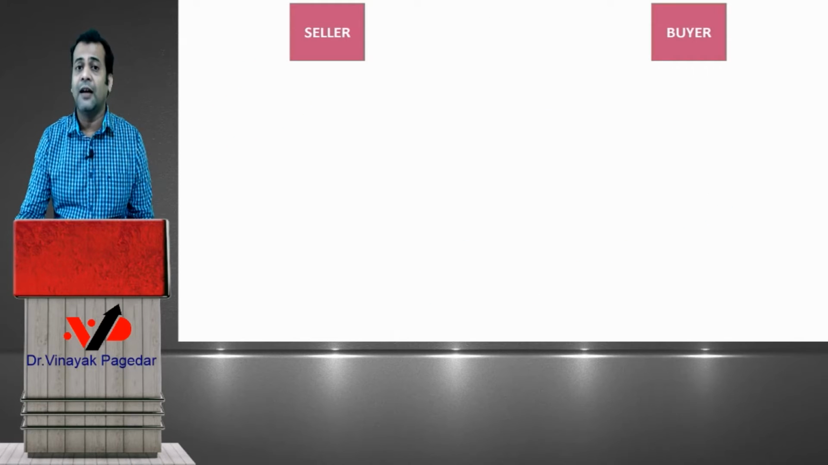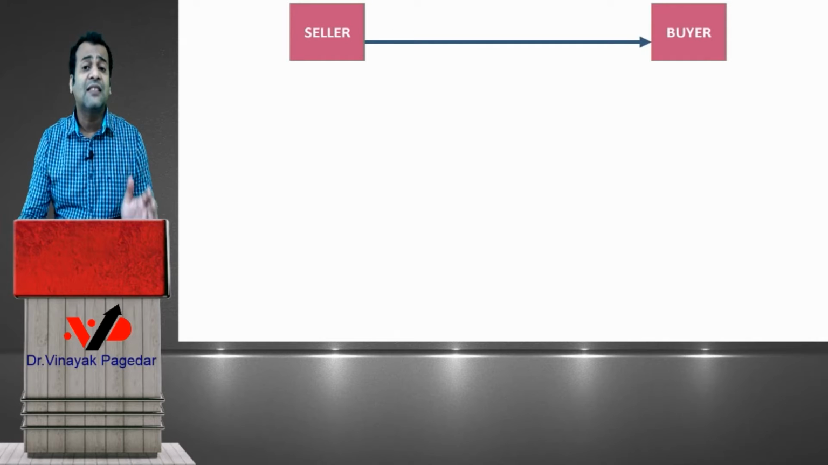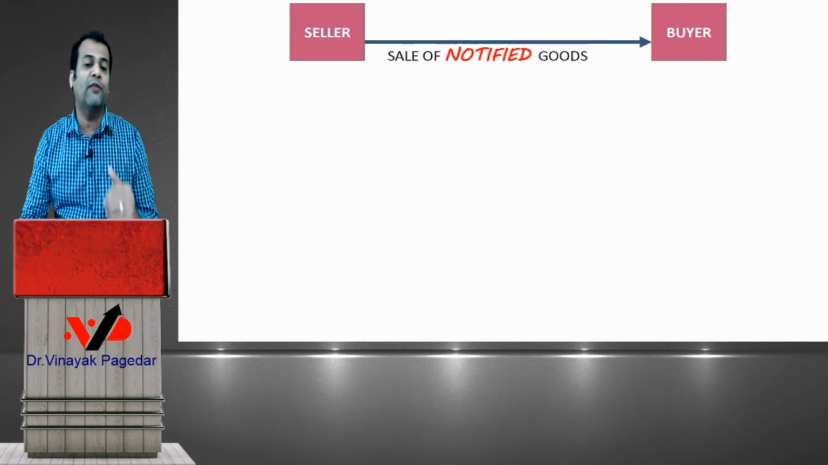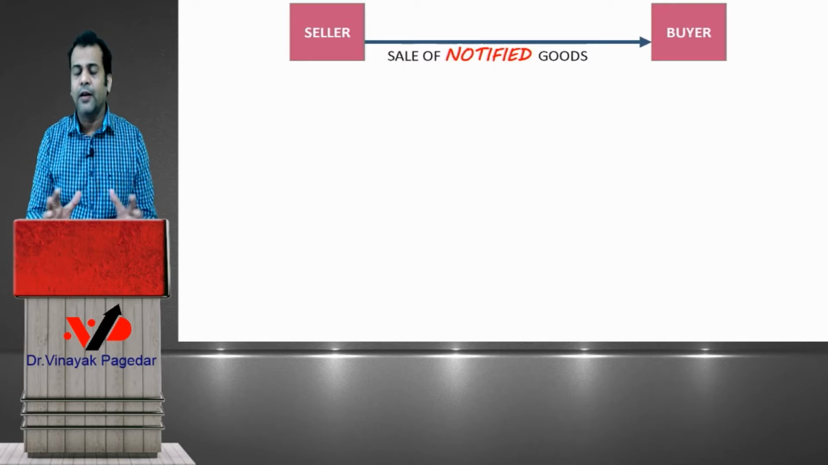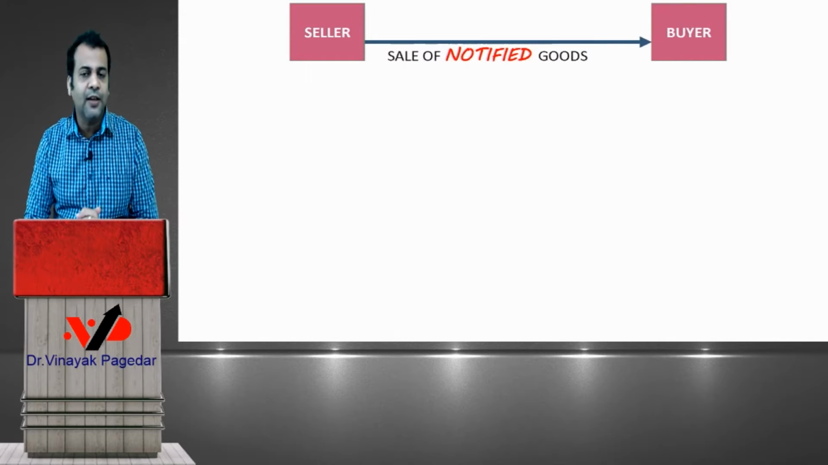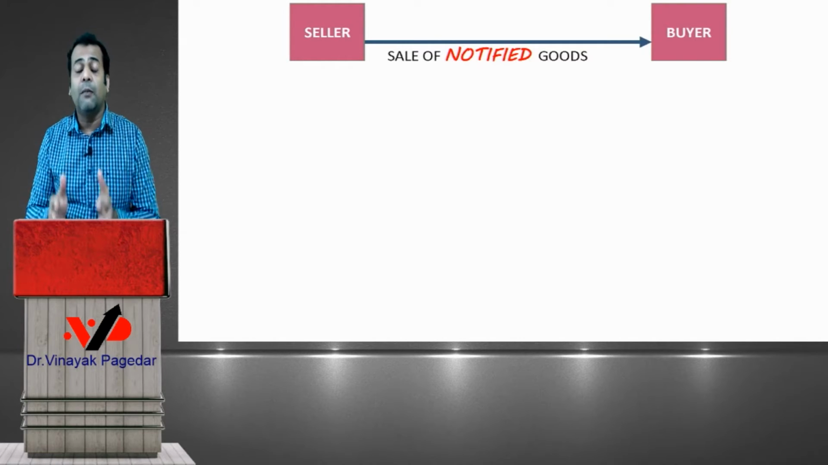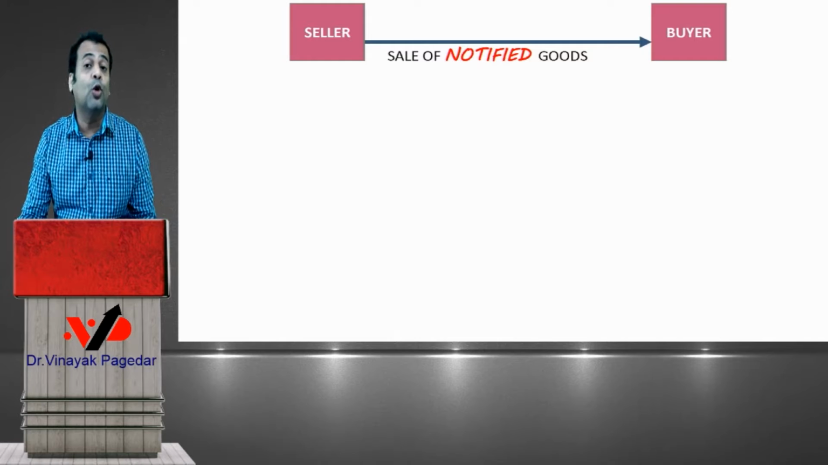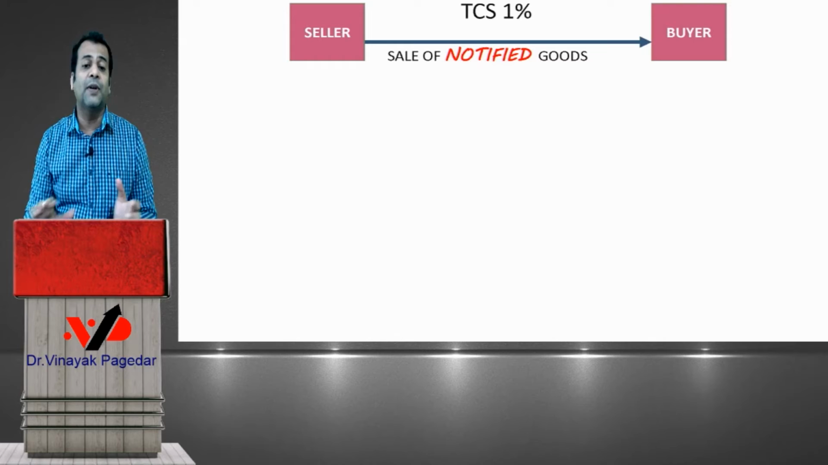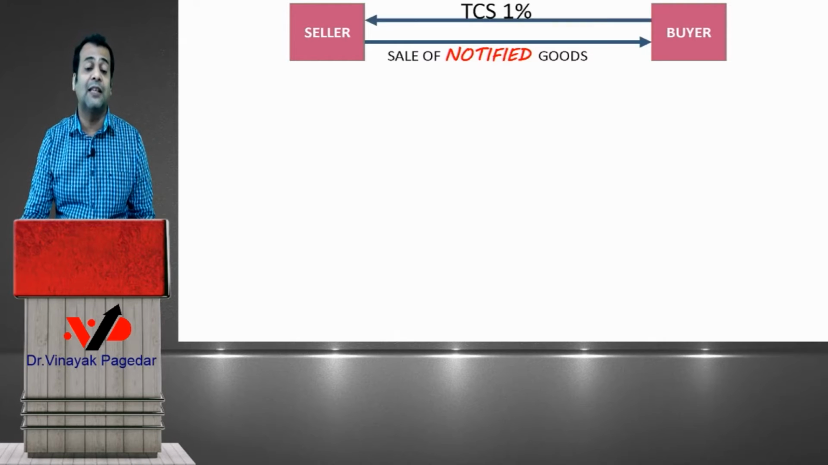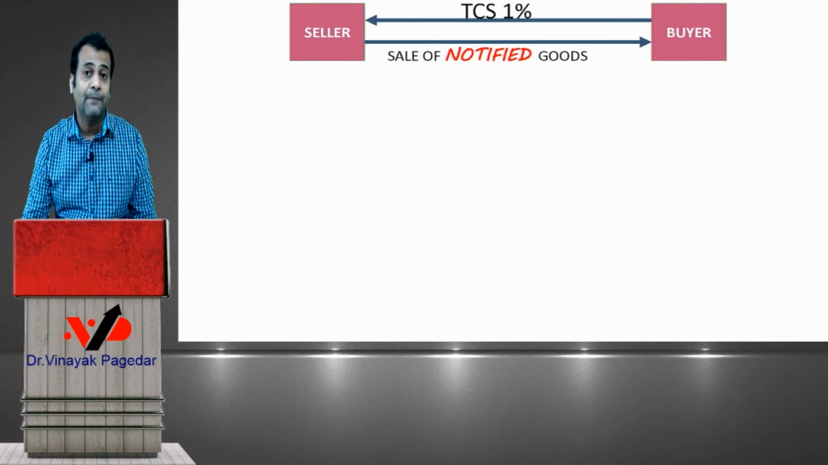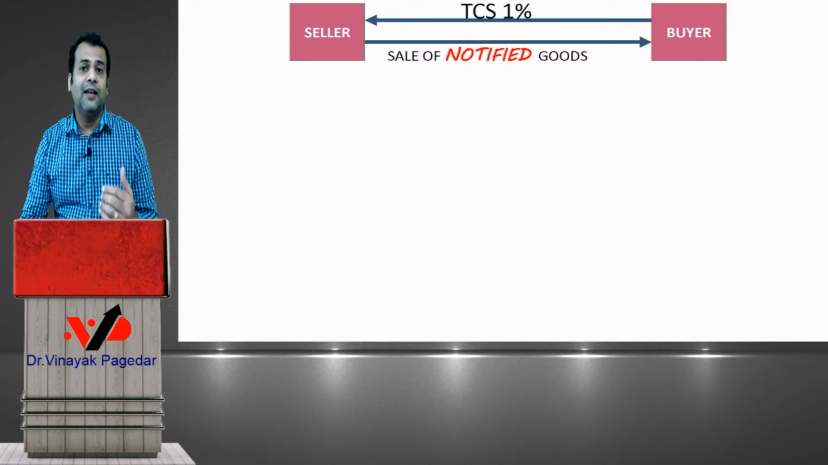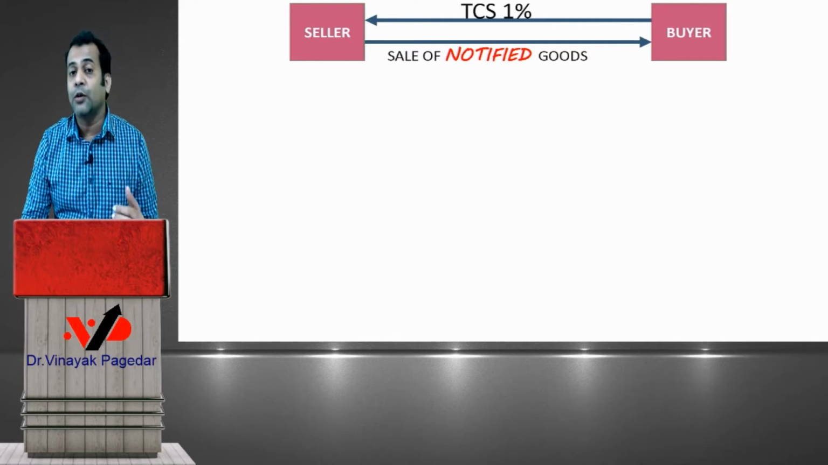So we've got a seller and a buyer, and a sale taking place of notified goods. What are notified goods? Don't worry at all, I'm going to explain it to you in detail with a memory method too. The sale of notified goods is taking place, and it is the responsibility of the seller to collect 1% TCS in this case. Now, what exactly do we mean by notified goods?